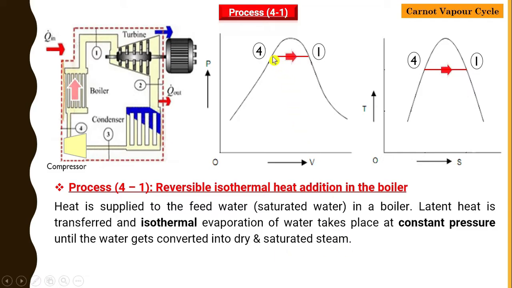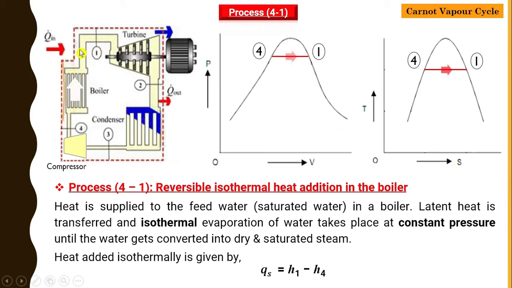So here water will be applied, that will be converted into dry and saturated steam, that is in gaseous state. So this is the first process, that is 4 to 1. Here heat is added isothermally, it is given by Qs. In terms of enthalpy, Qs equals H1 minus H2, the difference between enthalpy at 2 points. So this first process 4 to 1 takes place in the boiler.